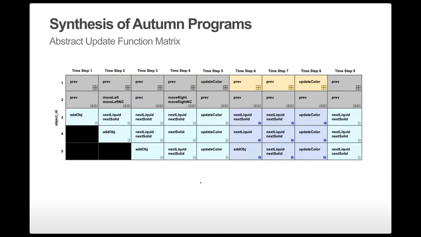And to do that association, we first construct what we call an abstract update matrix. The basic idea behind this matrix is for every time step, we have one column, and for every row, we have an object. And for every cell in this matrix, we're defining a set of possible transformations which could account for the data. So for example, for object three, at time step three, we have both next liquid and next solid. And those are both valid candidate expressions which would define how object three translates between time step three and time step four.